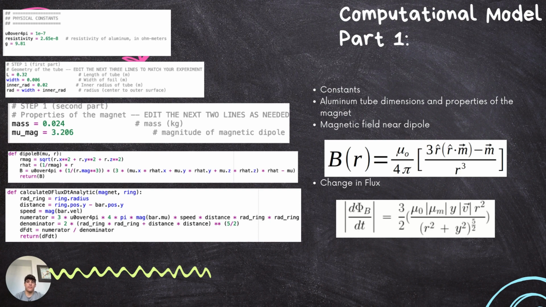For the first part of the computational model, I first added in my constants, aluminum tube dimensions, and the properties of the magnet shown in the previous slide. I then used the general expression for the magnetic field due to a dipole at any point to define the dipole function. Finally, I used the specific change in flux equation for the bar magnet from the physics concepts slides to create the function to calculate the instantaneous change in flux over a small delta t.